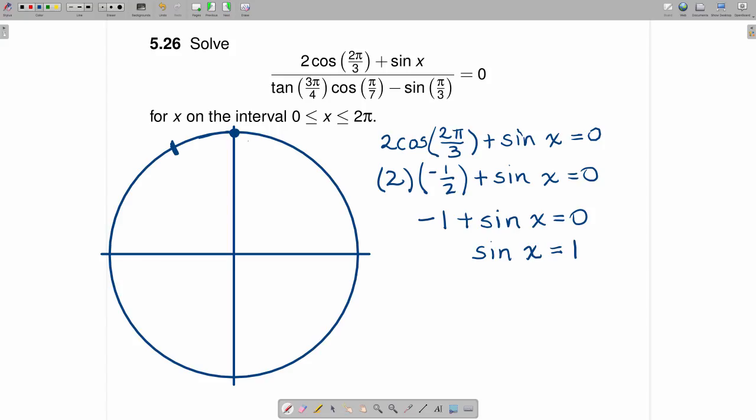The coordinates of this point right here are 0, 1. And of course, that second component is where the sine of x is equal to 1. So you can report this solution as either x equals 90 degrees, if you want to do it in degrees, or you can write this as x is equal to pi over 2 if you'd like to report the value of x in radians.